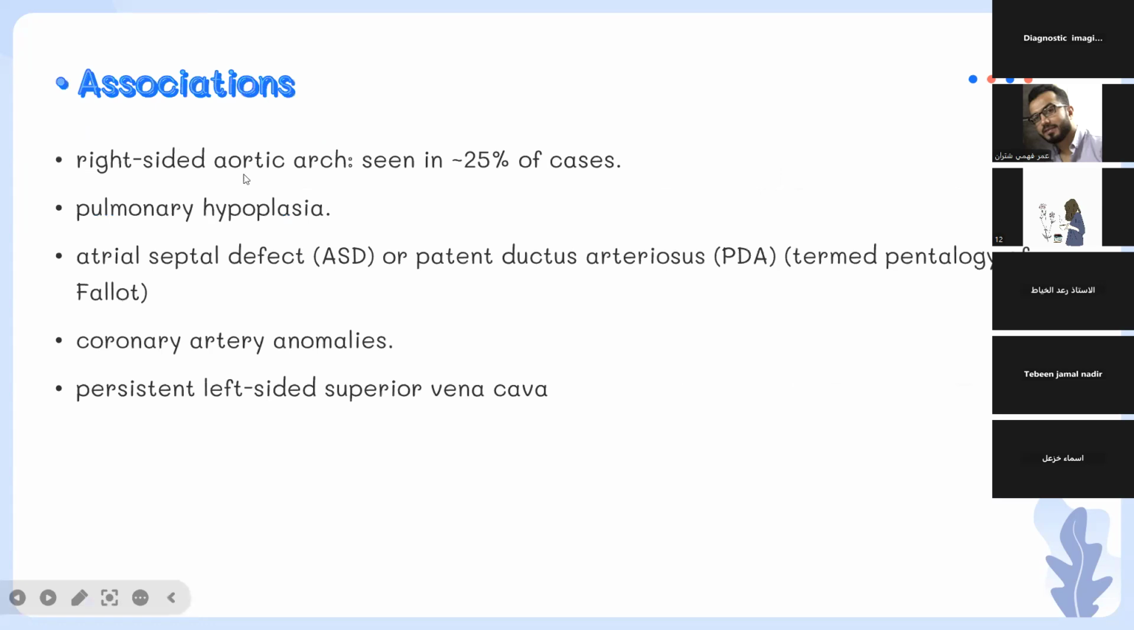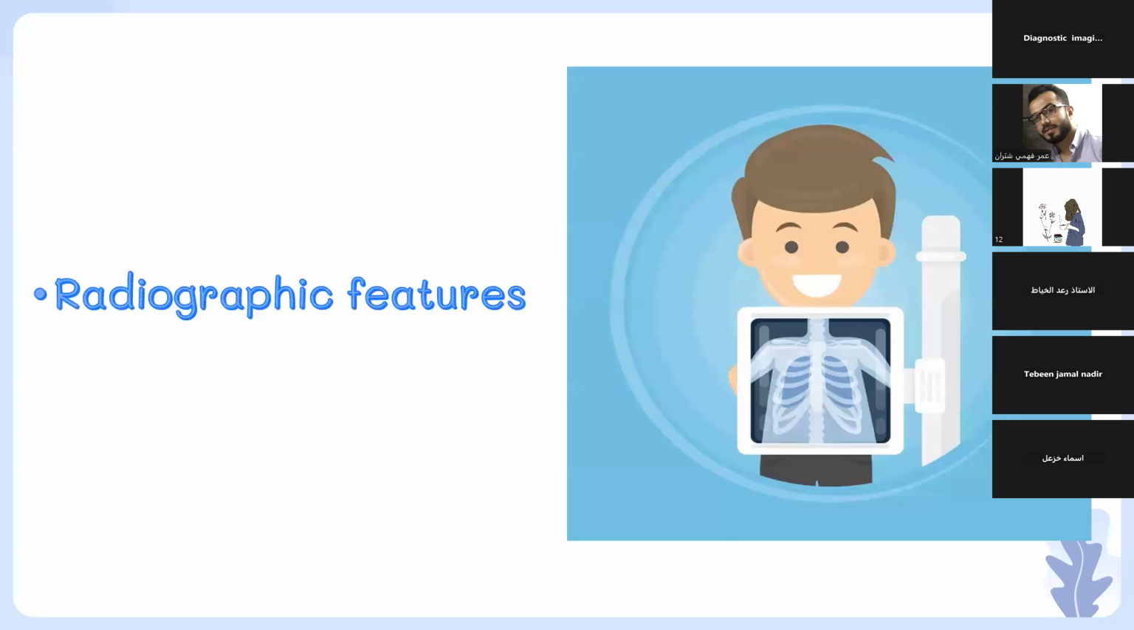Associations: right-sided aortic arch seen in 25% of cases, pulmonary hypoplasia, atrial septal defect, or patent ductus arteriosus, which is termed pentalogy of Fallot, coronary artery anomalies, persistent left-sided superior vena cava.